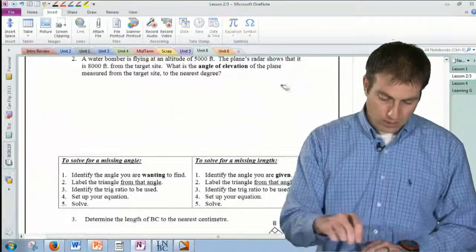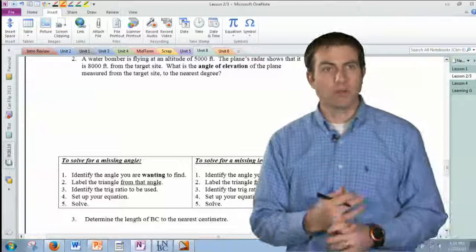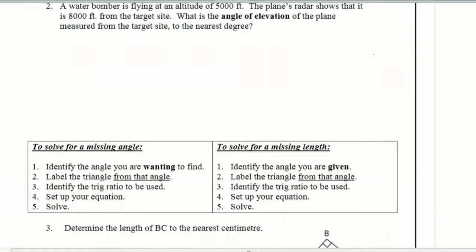Now this next one is a word problem. A water bomber is flying at an altitude of 5,000 feet. The plane's radar shows it's 8,000 feet from the target site. What is the angle of elevation to the plane? All right, let's draw our plane. Here's our plane. Beautiful plane, I know. All right, so the question says the plane is flying at an altitude of 5,000 feet.